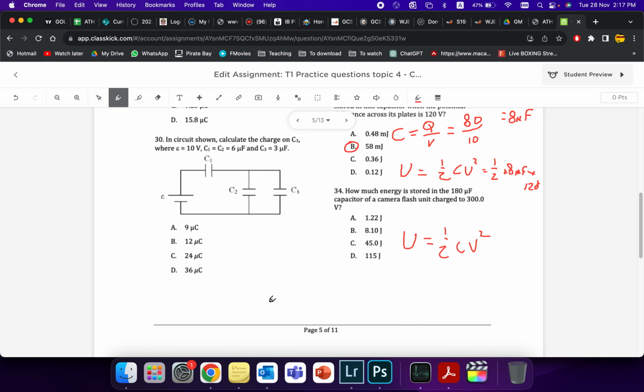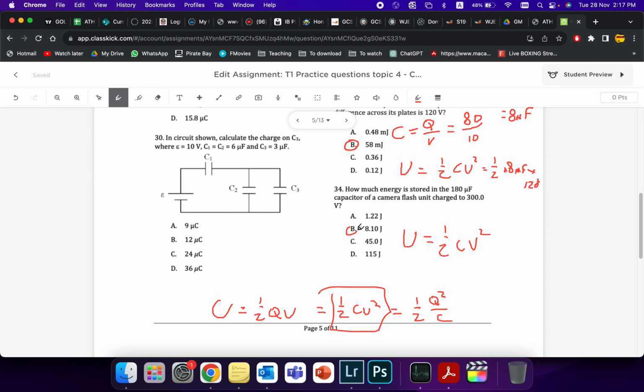If you remember the formulas, you have U equals a half QV, and then you also have a half CV squared, and you also have a half Q squared over C. So these are the rules that we can use. Anyway, we've picked this one here more than once now. Solving that, you'll get 8.10 joules.